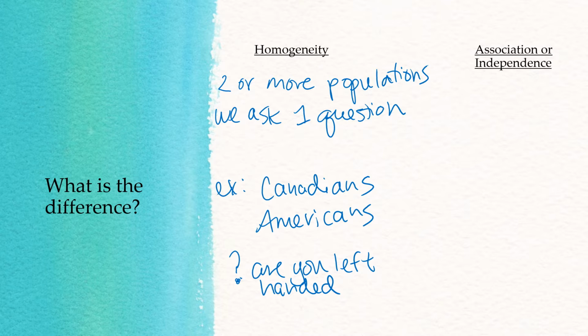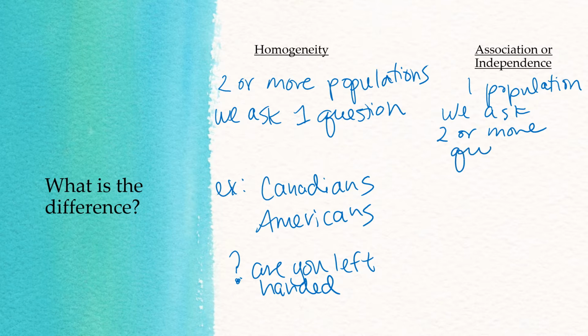So for association or independence, I have one population, and I'm asking them two or more questions. What we're doing with a test for association or a test for independence is we're trying to see, in this one population, is there a connection or an association between these two variables that we're asking them?